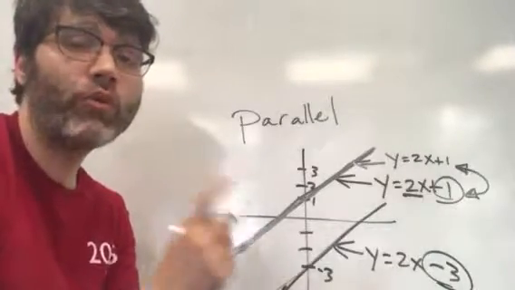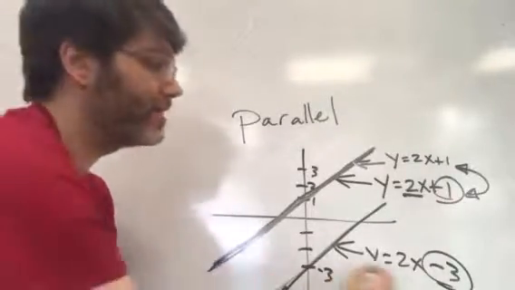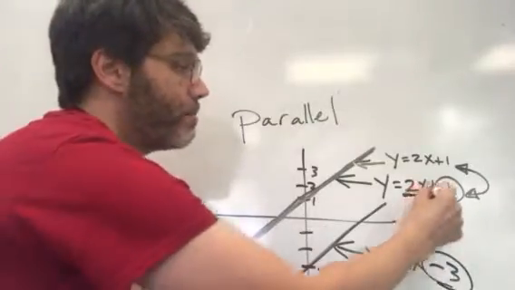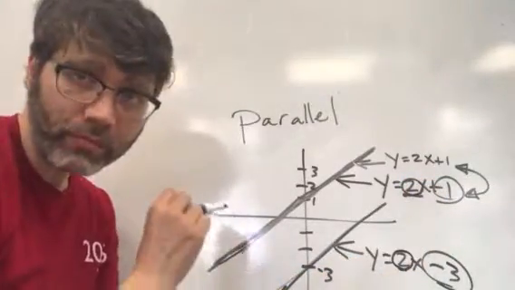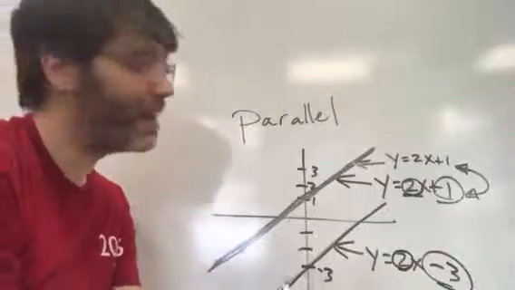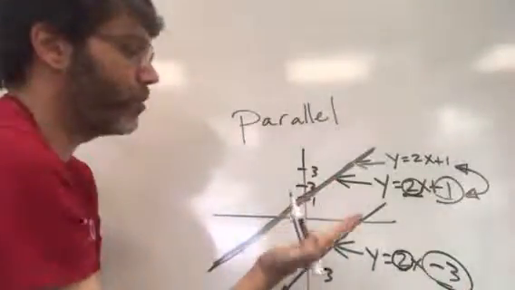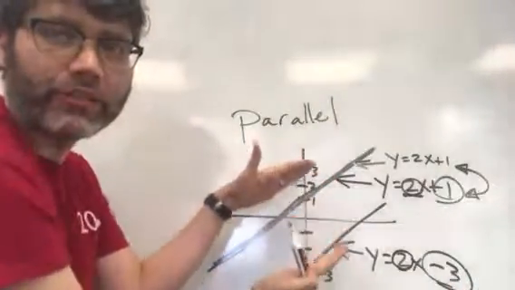So in order for two lines to be parallel, they need to have the same m, the same slope, but they have to have different y-intercepts. So they're at least separated like train tracks.